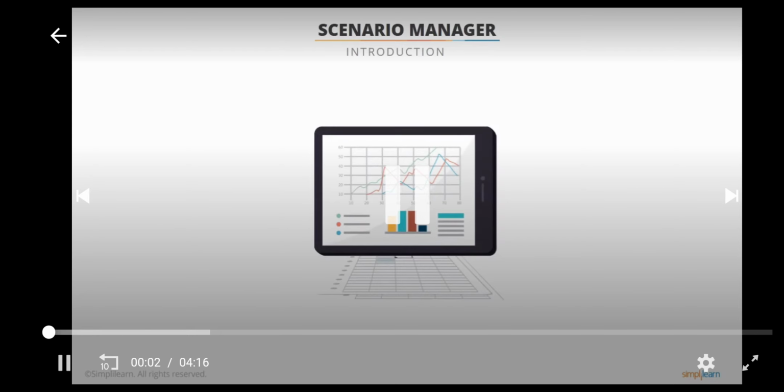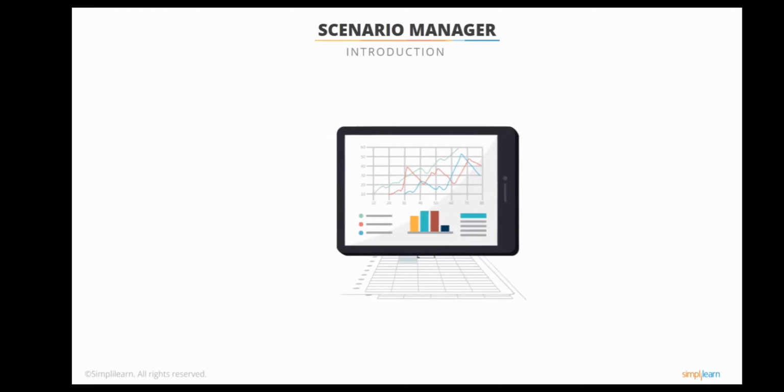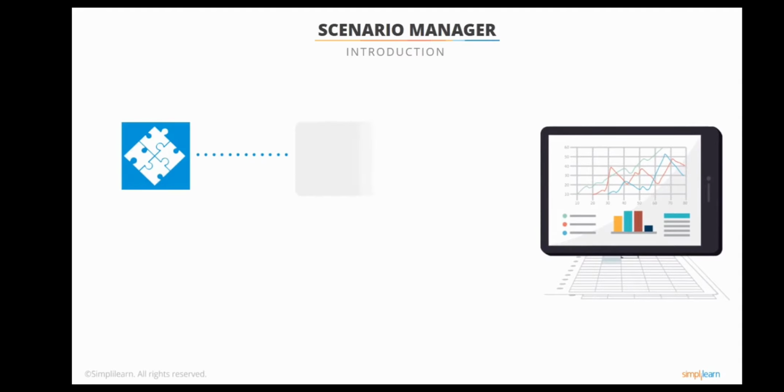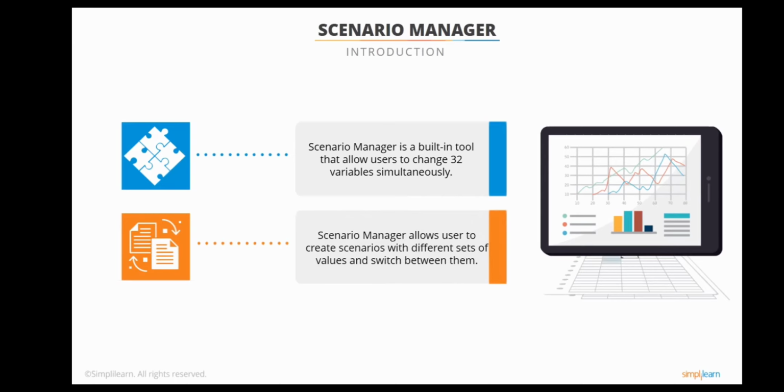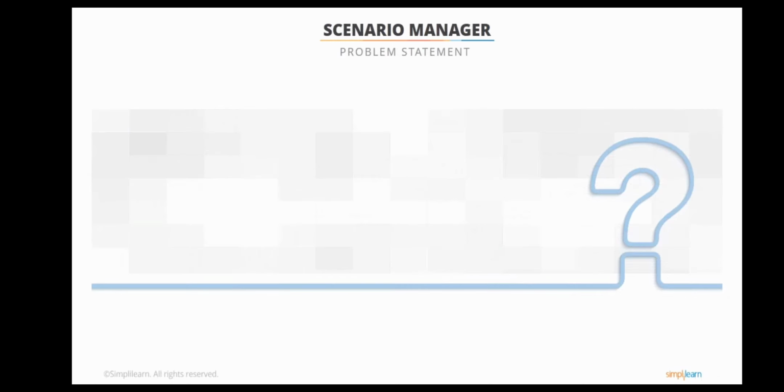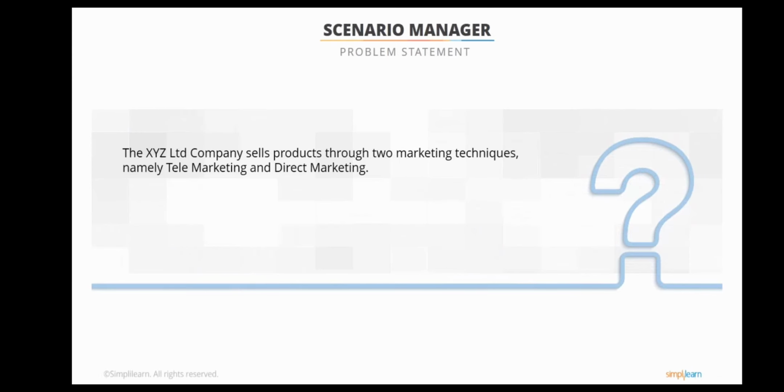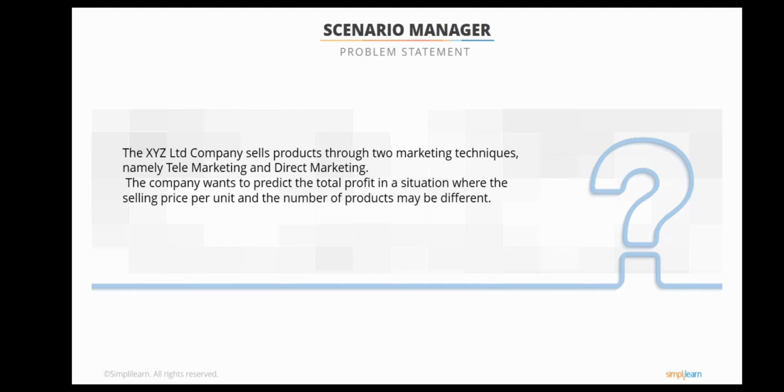Let us now move to the second what-if analysis tool, Scenario Manager. It's a built-in tool that allows users to change 32 variables simultaneously. With the help of Scenario Manager, we can create scenarios with different sets of values and switch between them. Consider the example. The XYZ Limited Company sells products through two marketing techniques, namely telemarketing and direct marketing. The company wants to predict the total profit in a situation where the selling price per unit and the number of product may be different.